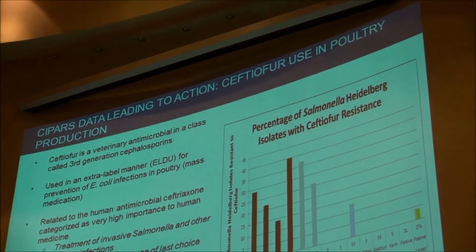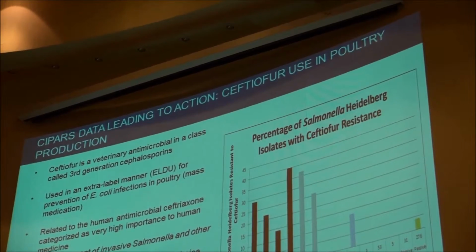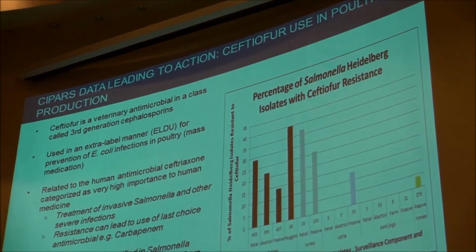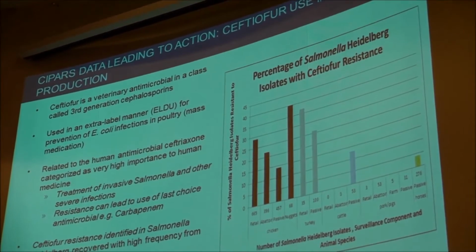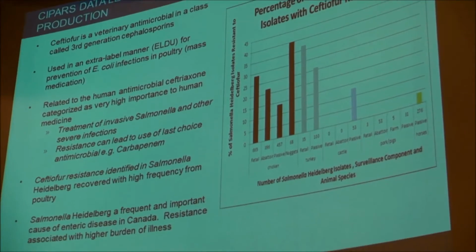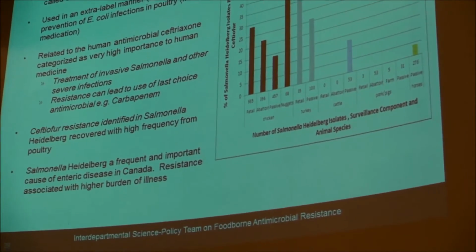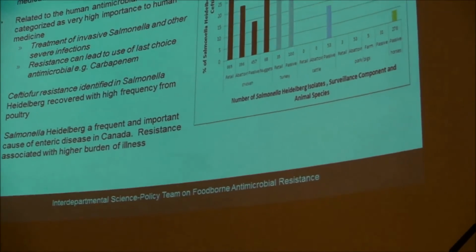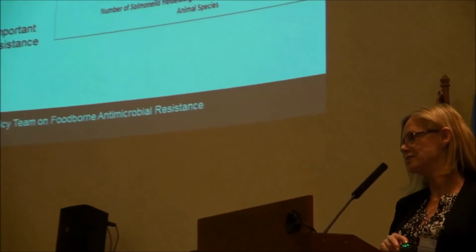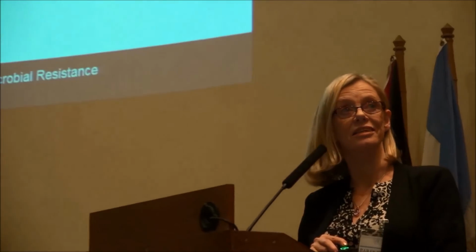Ceftiofur is very much related. It's the same basic molecule as ceftriaxone, which is a very important antimicrobial for use in humans, and for treatment of invasive salmonella and other severe infections, especially in pregnant women and children. And basically, with a lot of these invasive diseases, resistance to these third-generation cephalosporins in hospitals can lead to having to use one of the last antimicrobial classes that's available, which is the carbapenem antimicrobial. So this is certainly a big concern.